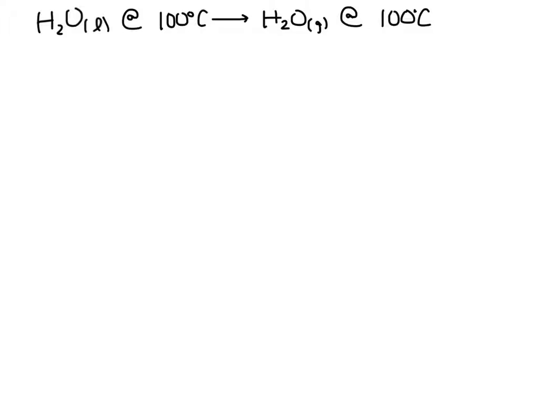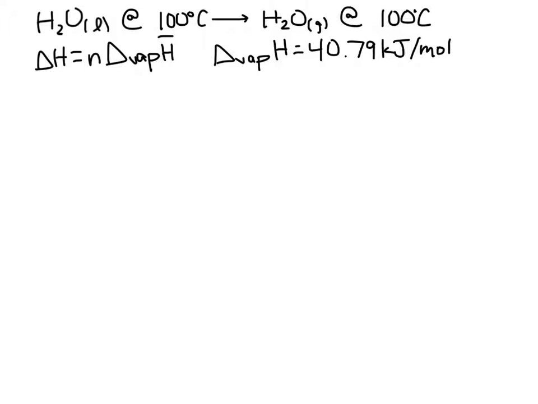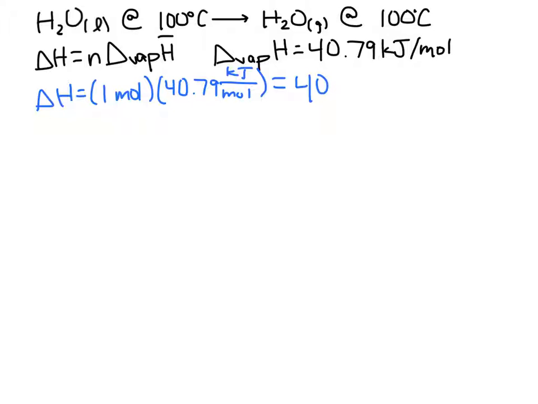The second step is to take a look at liquid water at 100 degrees Celsius being converted to water vapor at 100 degrees Celsius. To find the change in enthalpy for this problem, we need delta H is equal to moles times the molar heat of vaporization. When we plug in our given values, we end up with a delta H of 40.79 kilojoules.